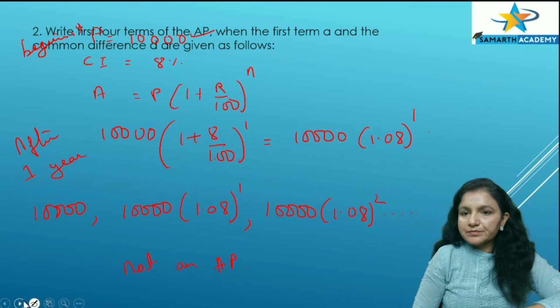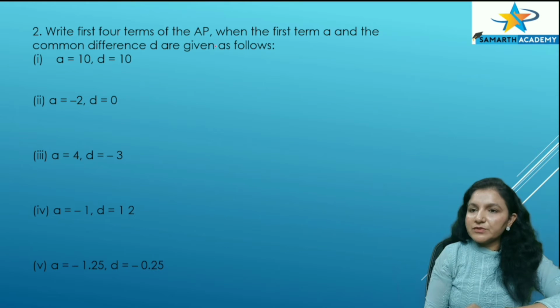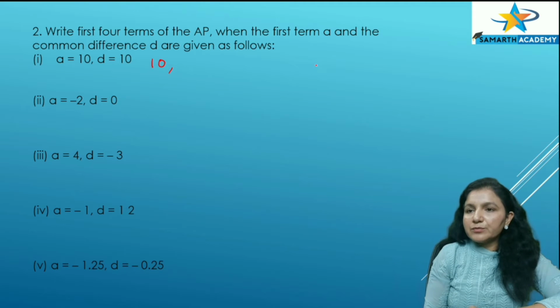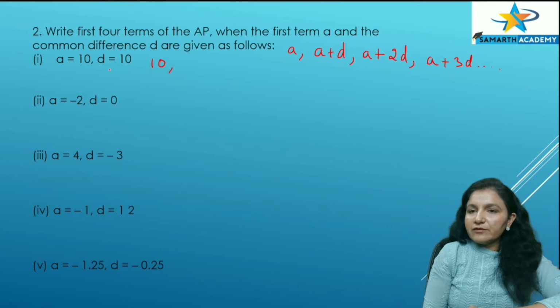Next question. Write four terms of the AP when the first term A and the common difference D are given. As I told, if you know the first term, then you continuously add the common difference to the first term. Okay, suppose the first term is A and the common difference is D, then the next term will be A plus D. Then D is again added, which becomes A plus 2D, A plus 3D, and so on. So here for the first question, the first term is 10.